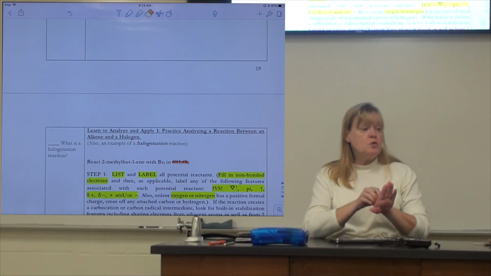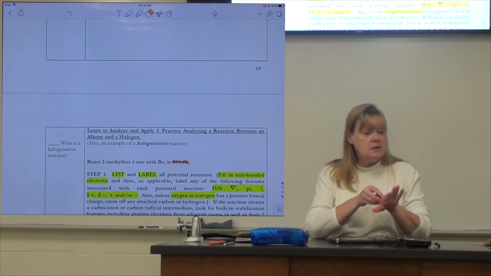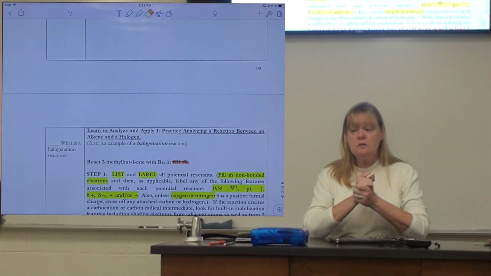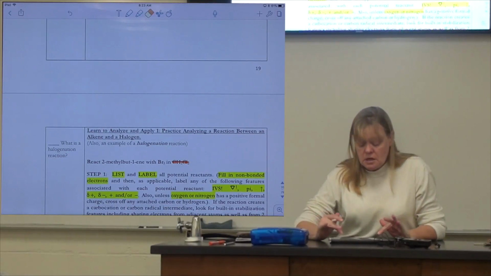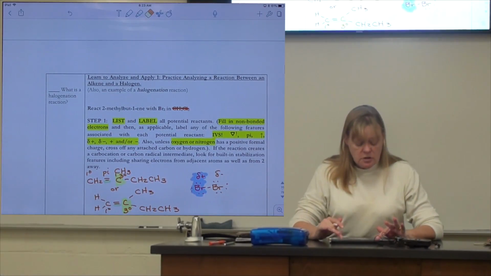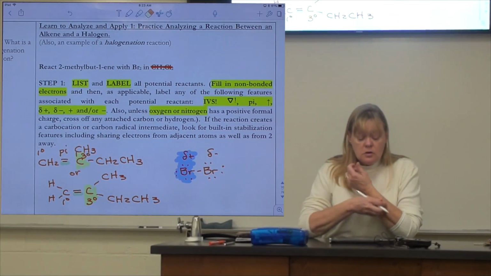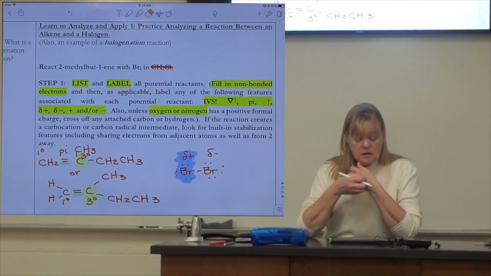So the steps for solving the problem are exactly the same as before. That's one thing I tried to do, build something consistent that we can keep adding a little bit to as the chapters go along, but it's not new processes every time. So your first step is going to be to list and label the reactants. So you have the 2-methylbutene as one reactant and then the bromine.